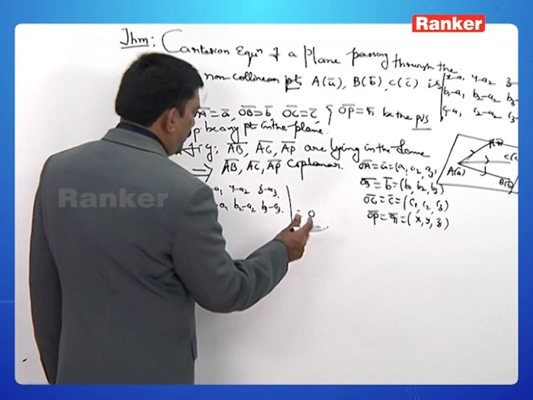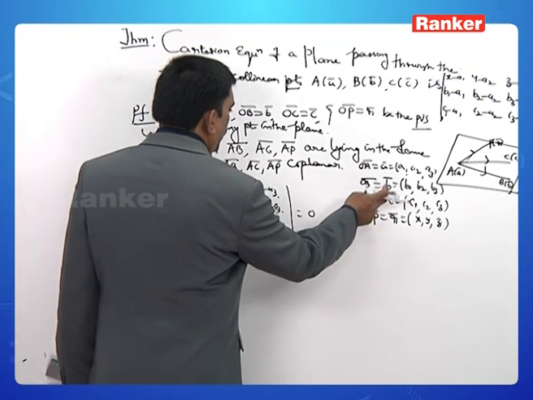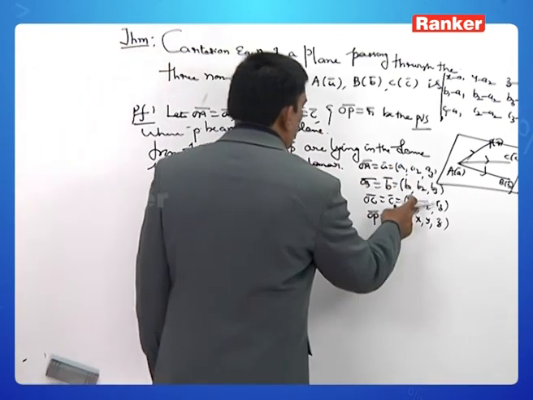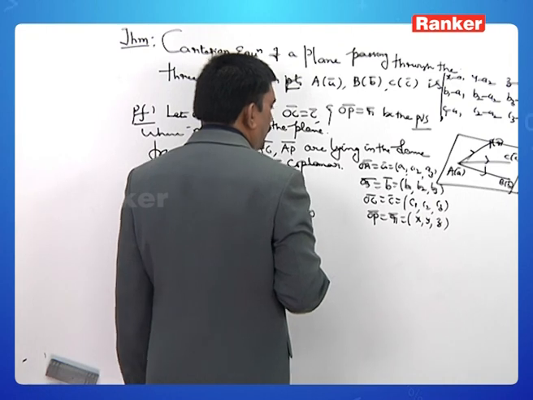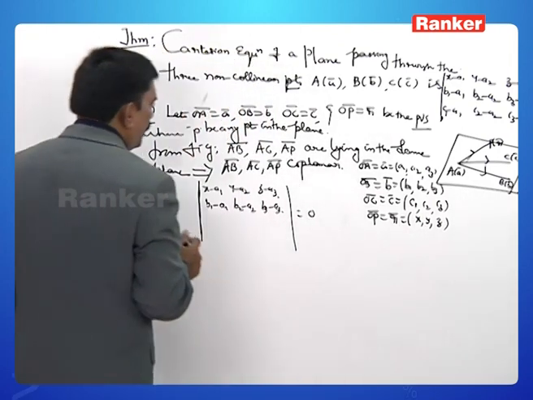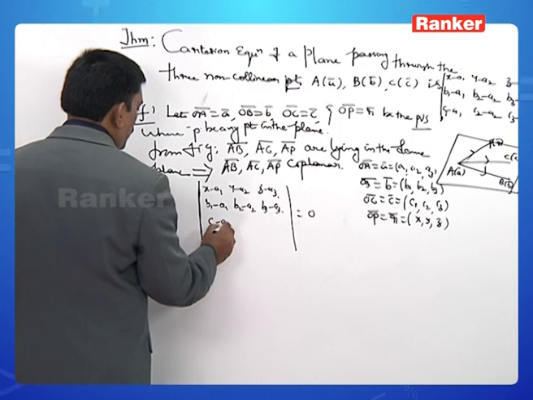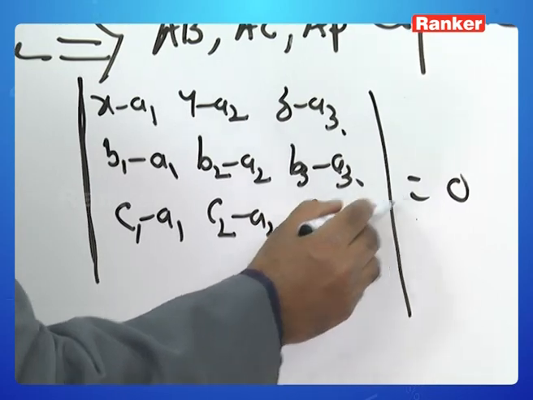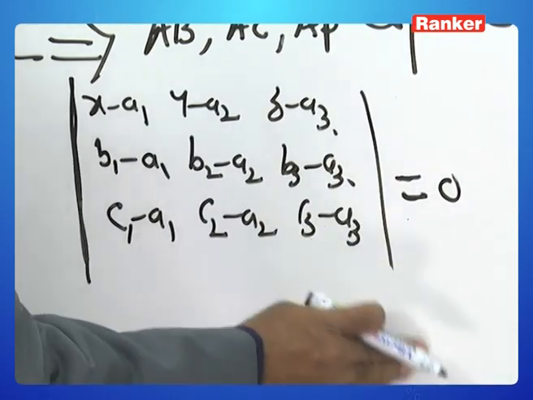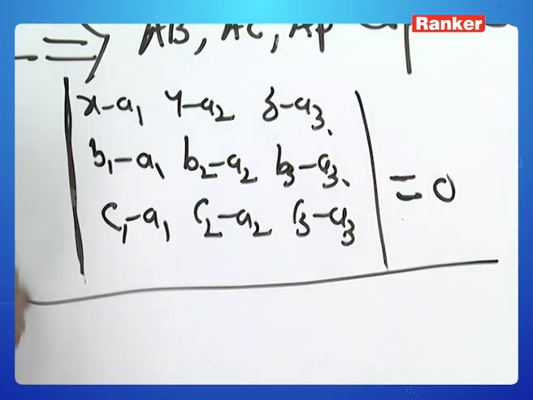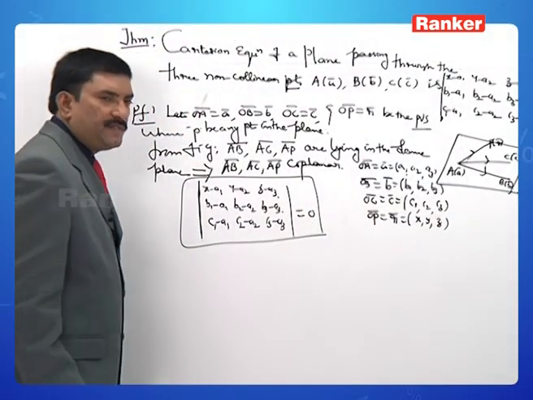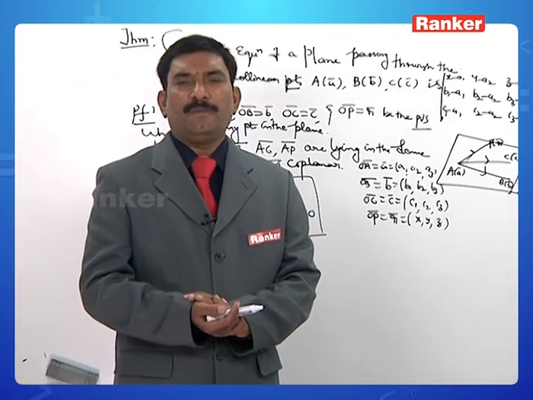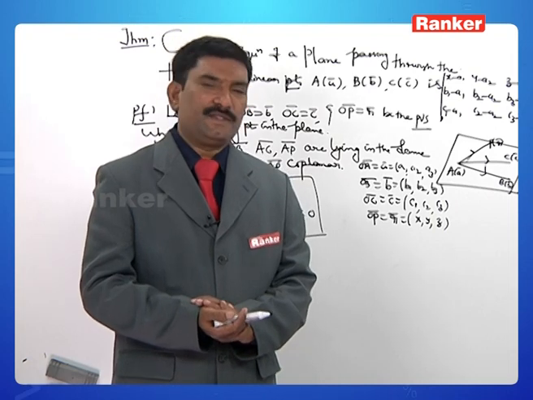Next, AC bar is OC minus OA, C bar minus A bar: (C1 minus A1) into i, plus (C2 minus A2) into j, plus (C3 minus A3) into k. Now I will write C as C1 minus A1, C2 minus A2, C3 minus A3, right? So now this is nothing but the Cartesian equation of a plane passing through three non-collinear points A bar, B bar, C bar.